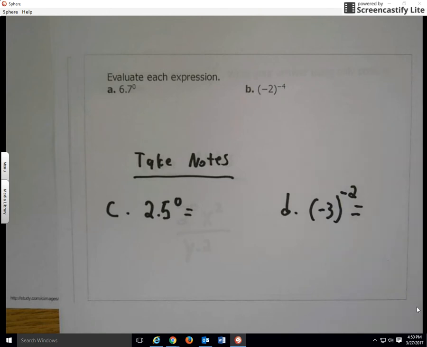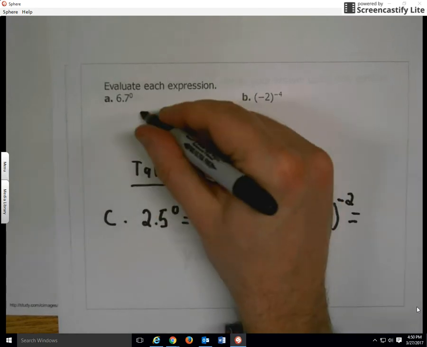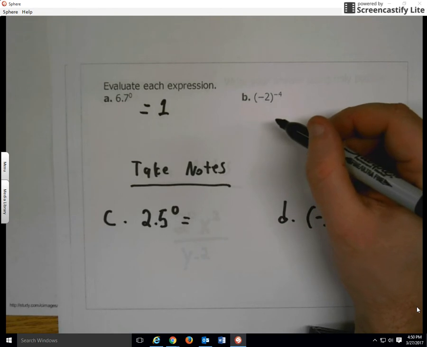Okay, so let's go ahead and practice some of these concepts here. If we have 6.7 to the 0 power, well, anything to the 0 power equals 1. Easy. That's the answer. We're done.